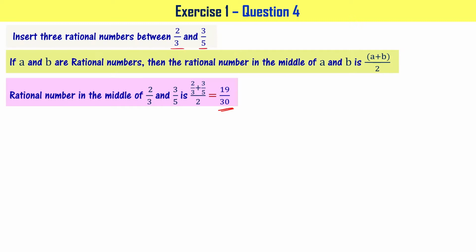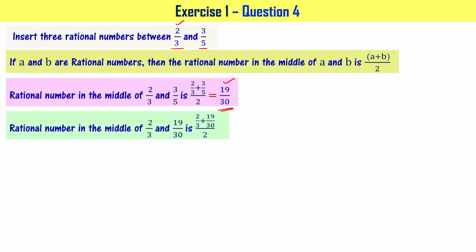Now let me insert a number between 2 by 3 and 19 by 30. So the rational number in the middle of 2 by 3 and 19 by 30 can be written as 2 by 3 plus 19 by 30 divided by 2, right? Let's evaluate the numerator of this, 2 by 3 plus 19 by 30. Look at the denominators. These two are different numbers, right? That's why we'll find the LCM of these two. LCM of 3 and 30 is 30, right?